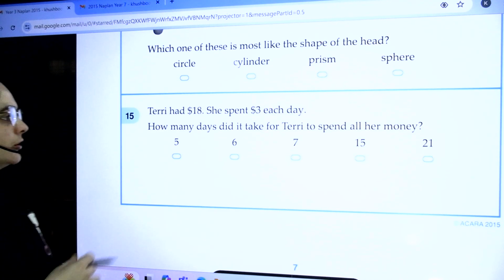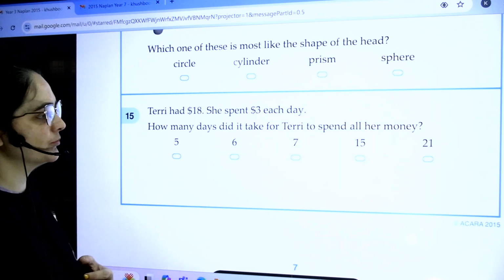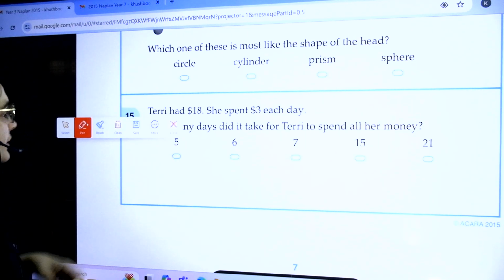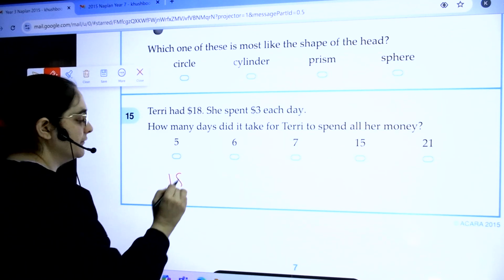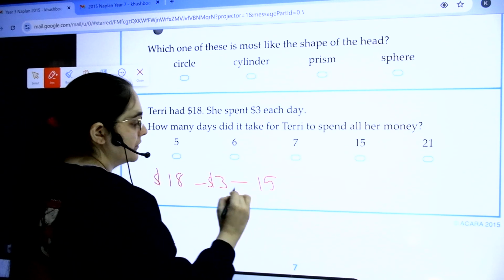Question 15. Terry had $18. She spent $3 each day. How many days did it take for Terry to spend all her money? So she's spending $3 each day. So she started with $18. She spent $3. Okay, so she was left with $15.